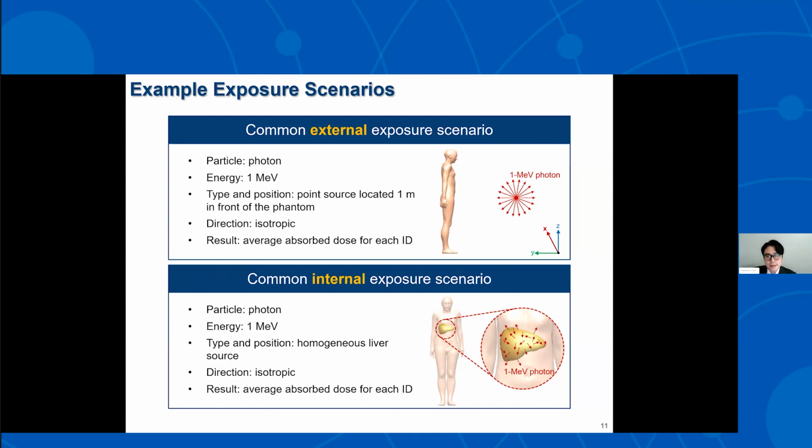This slide shows the external and internal exposure scenarios assumed in the input examples. For both exposures, the particles were assumed to be isotropically generated 1 megaelectron-volt photons. For external exposure, the particles were assumed to be generated 1 meter in front of the phantoms, and for internal exposures, they were assumed to be generated in the liver. For both exposures, the mean absorbed dose for each organ ID is output as the result.